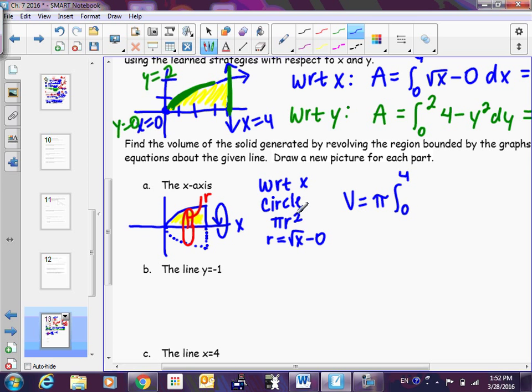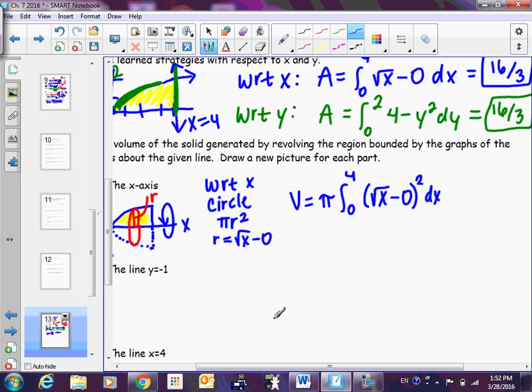Okay, now on the inside we are going to have r squared. So I'm going to write square root of x minus 0. Of course, you could leave out the minus 0. There's no problem with that. And if you type this in correctly, you should get 8 pi.